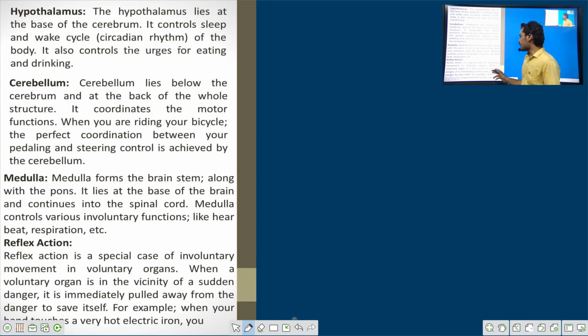More specifically, I can go with the definition here. Reflex action is a special case of involuntary movement in voluntary organs. When a voluntary organ is in the vicinity of a sudden danger, it is immediately pulled away from the danger to save itself. So, what I quoted as the school-going example was a simple and daily routine activity. Sometimes you may come across certain dangers, like all of a sudden you sit in a park or a garden, a lizard falls on your hand, you immediately jump or pull your hand away from the lizard, isn't it? So that stimulus from the environment to which you respond within a fraction of a second is known as reflex action.